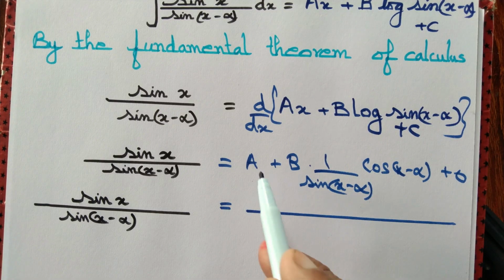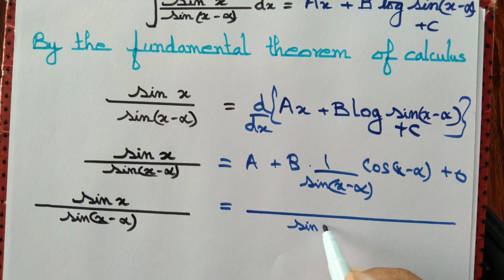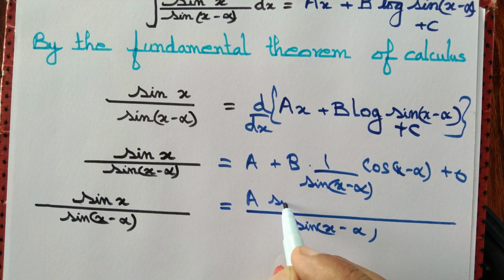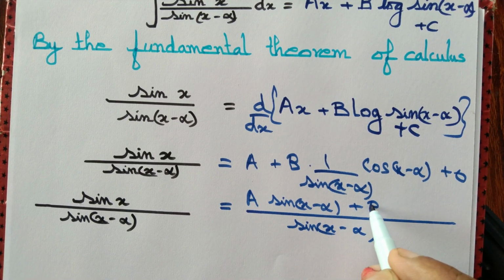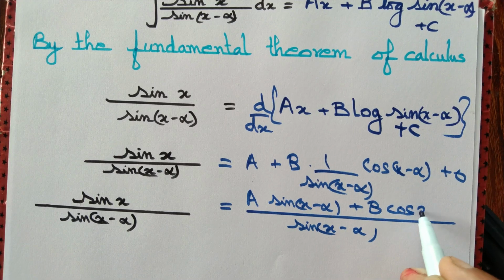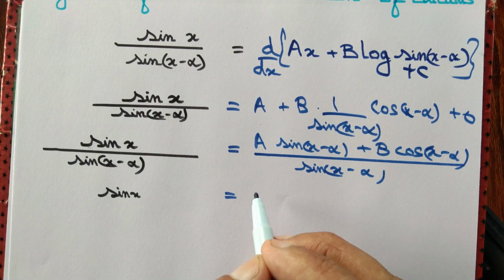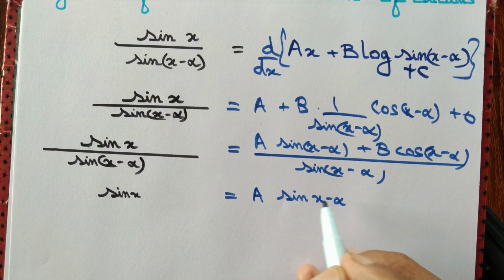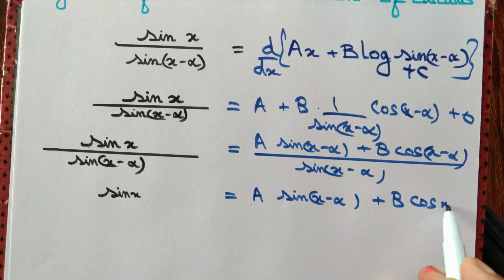However, the right hand side, can we simplify it? Yes, we take the LCM sine of x minus alpha, and we obtain a times sine of x minus alpha plus b times cos of x minus alpha. We can cancel sine of x minus alpha out to obtain sin x equal to a times sine of x minus alpha plus b times cos of x minus alpha.